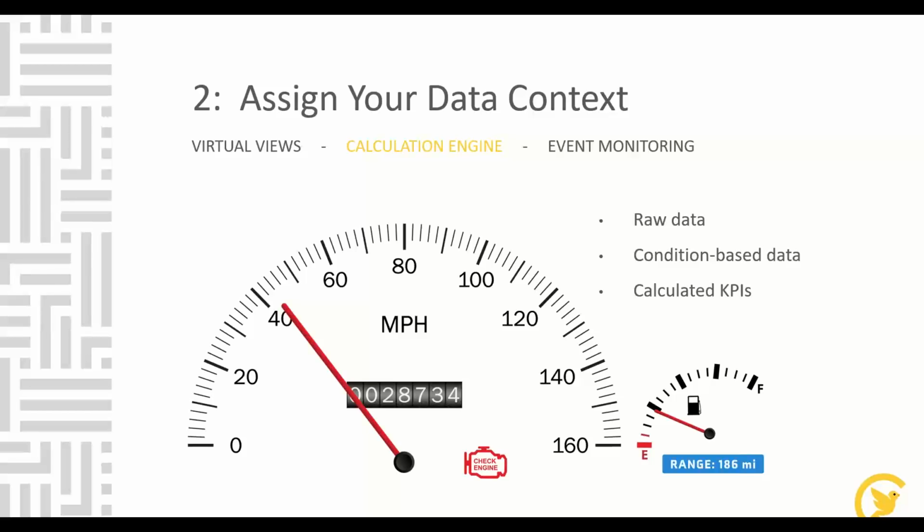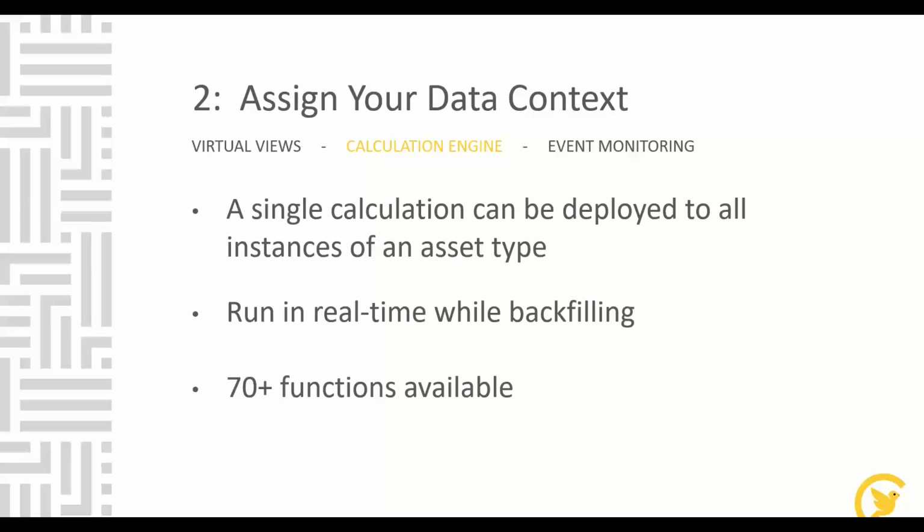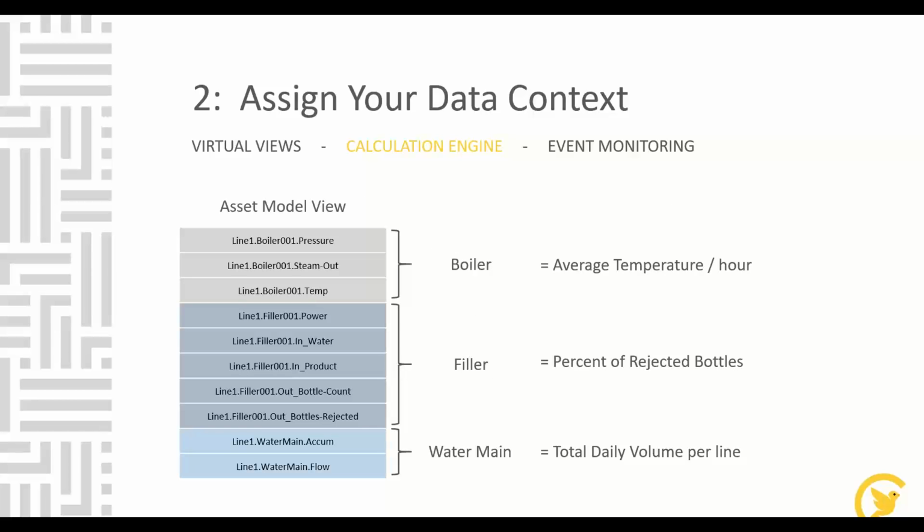Same thing goes for Canary. A single calculation can be deployed to all instances of an asset type. Like we just mentioned, you've got boiler 1, boiler 2, boiler 3, but you can still do a certain kind of calculation and create a new tag based on it, even with real-time backfilling. There are more than 70 scientific functions provided in the calculator. From there, you can even store a new tag value based on what you want to see.